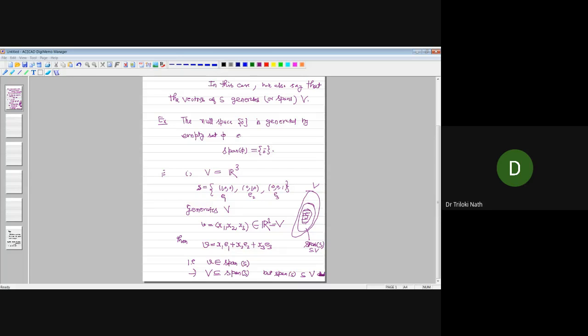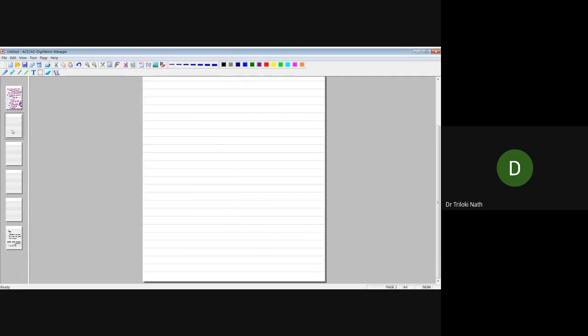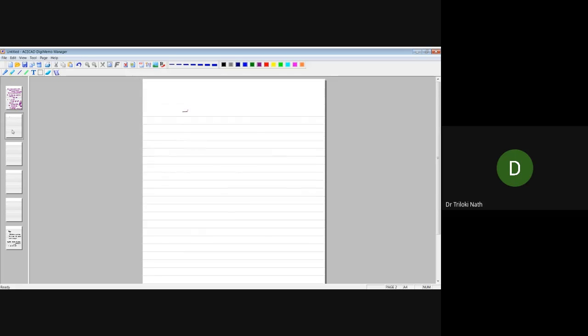Okay. And therefore, what you see? You see that both the sets are equal. And therefore, this implies that V is equal to span of S. Therefore, S generates the whole vector space.